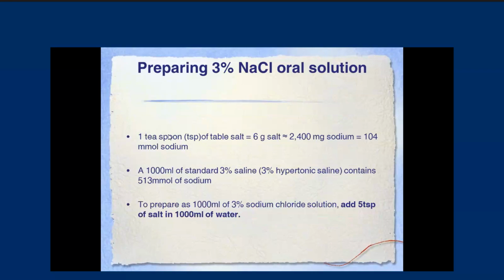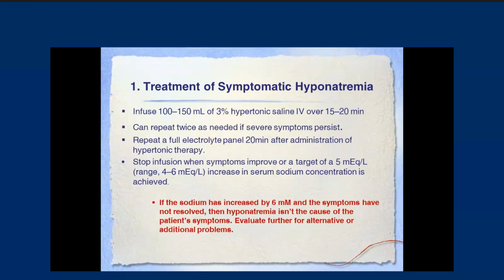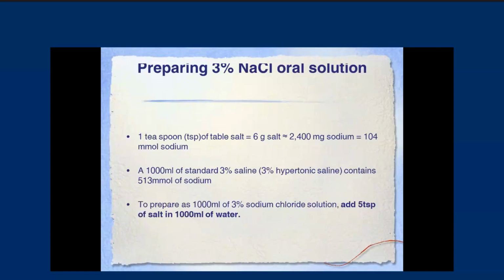But in our setup, we don't usually find IV 3% saline. So we can prepare an oral solution containing 3% saline or 3% sodium, which is around 513 millimole of sodium. So in 1 liter of hypertonic saline, there is 513 millimole of sodium.